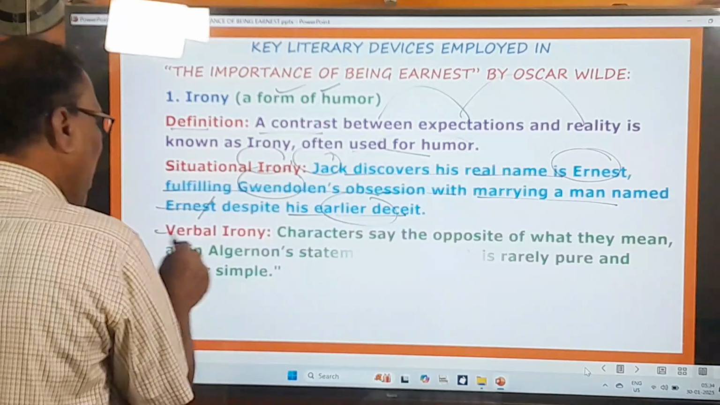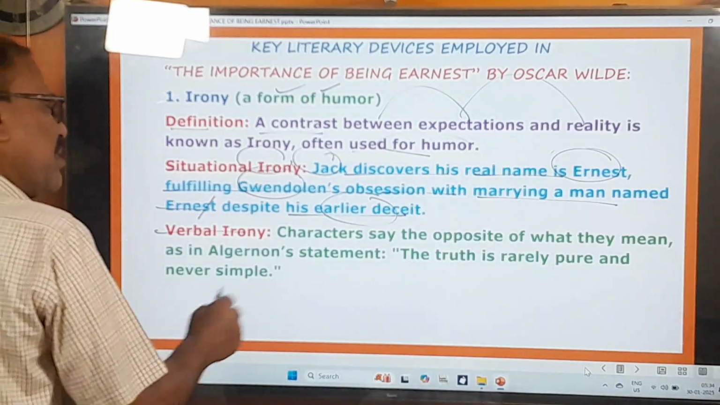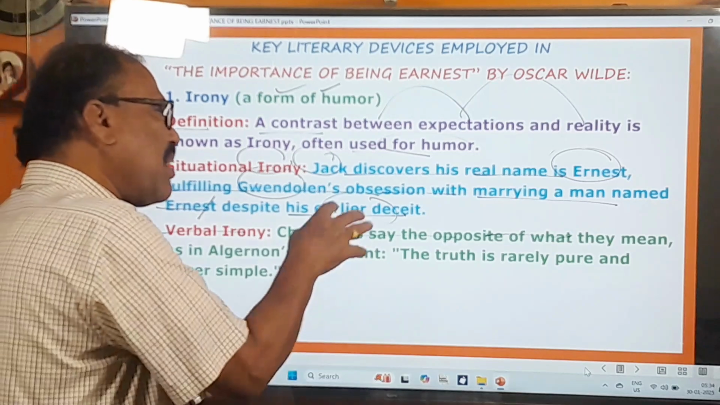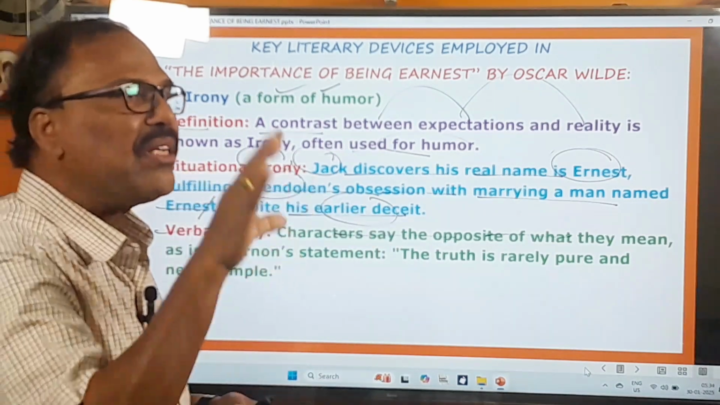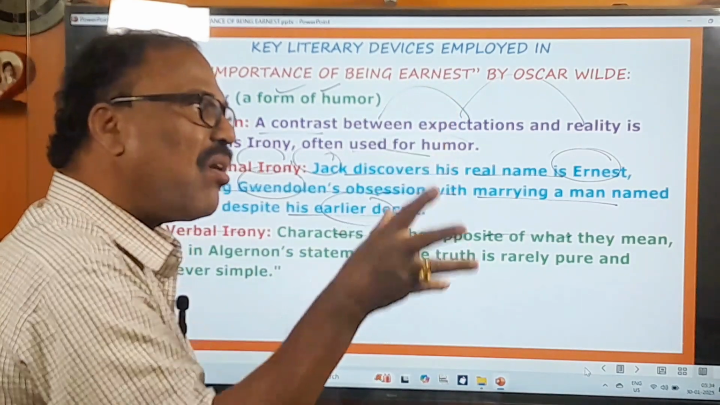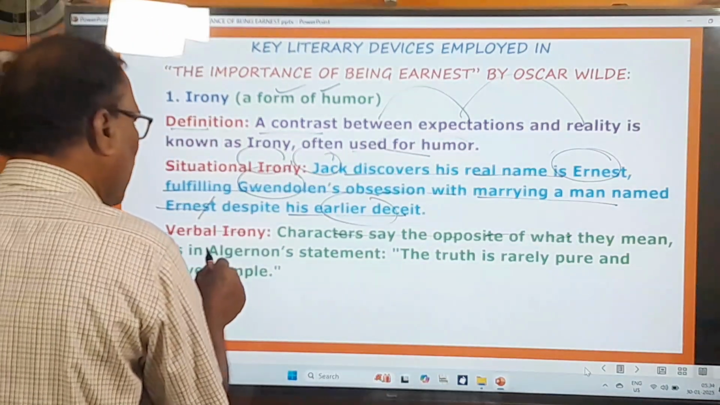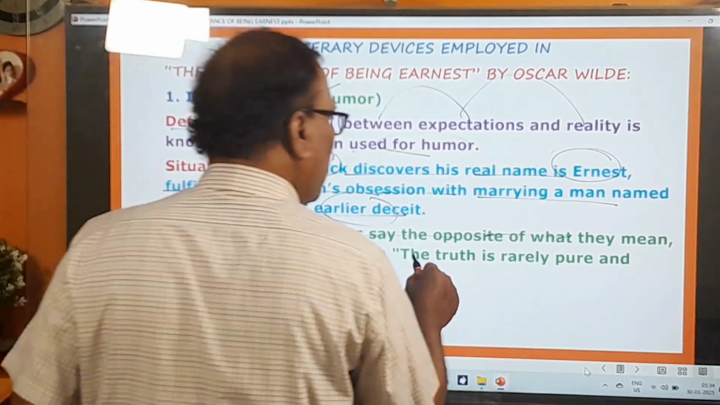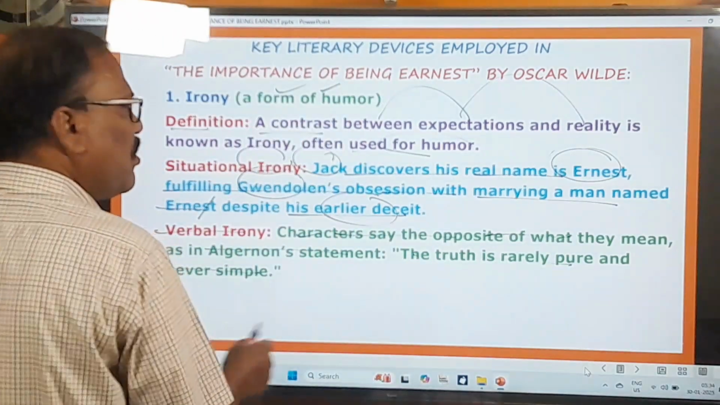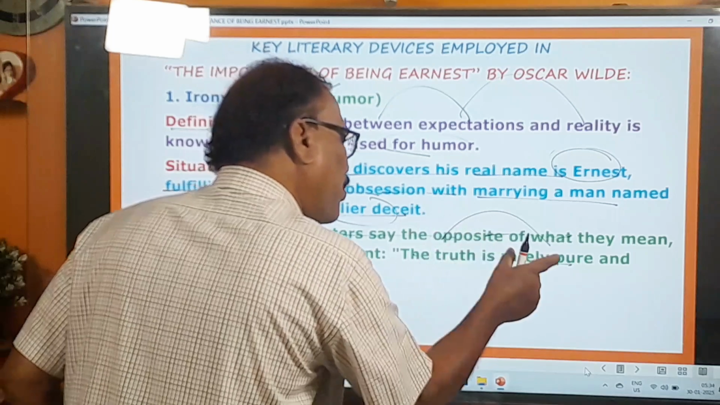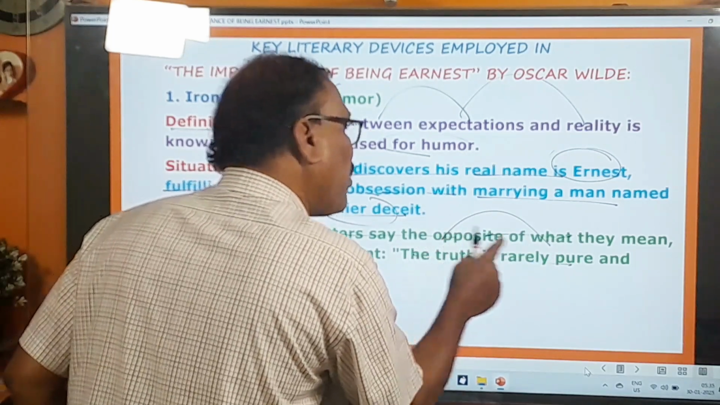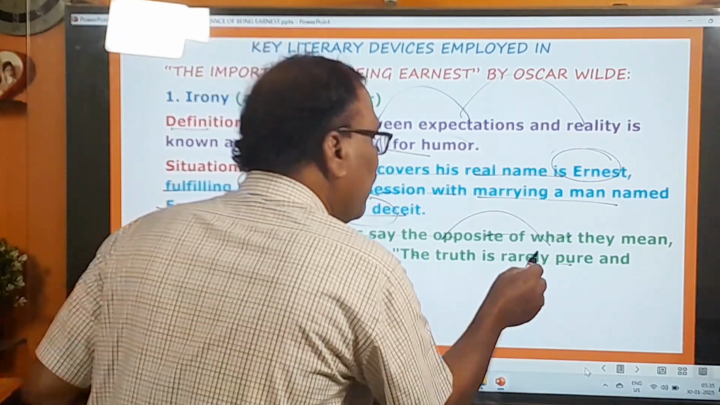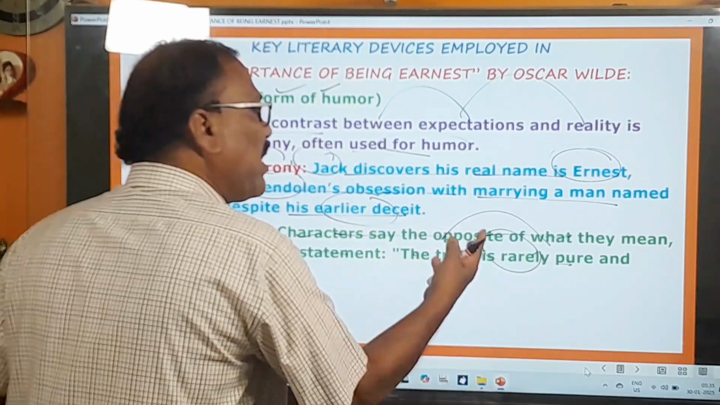And here verbal irony is also there. Verbal irony means characters say the opposite of what they mean. They mean something, but they say something else. That is called verbal irony, as in Algernon's statement. Algernon makes a statement. What is that? The truth is rarely pure and never simple. In fact, truth is pure, but he says no, the truth is rarely pure. He is not denying the word pure, but he is using a negative word here, and in that way he is making it a negative one.